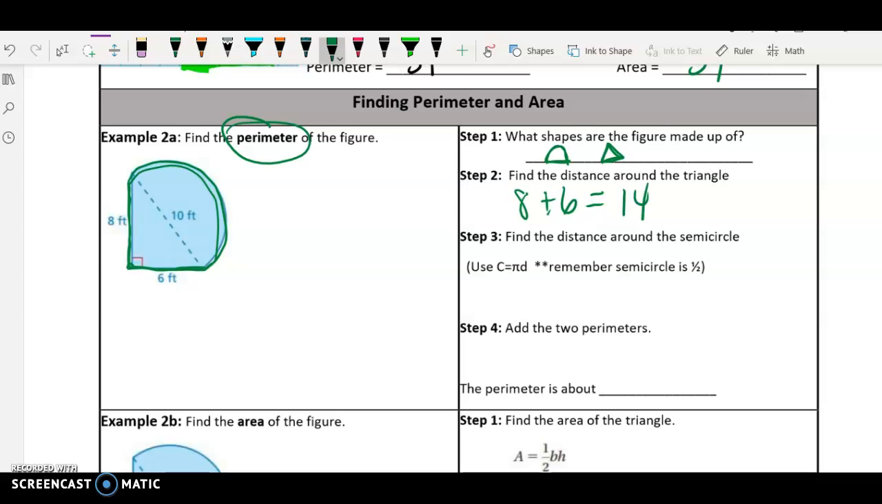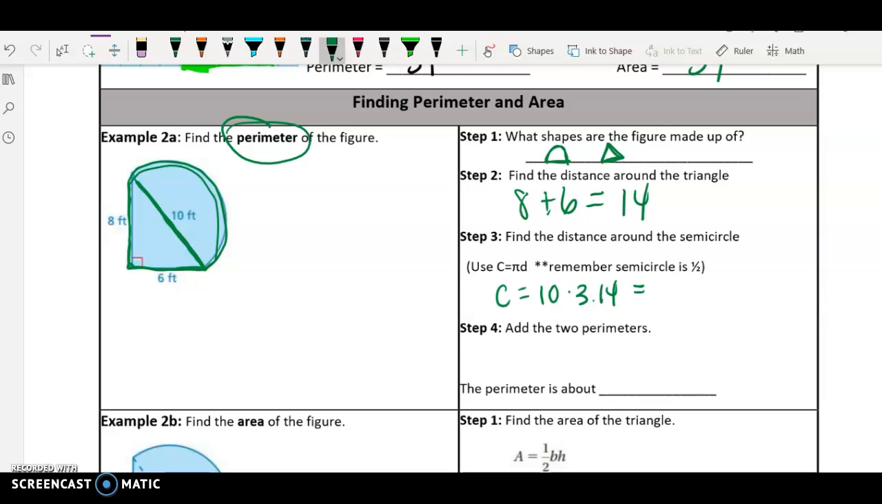Now find the distance around the semicircle. So remember that's our diameter times pi. My diameter is that dotted line because that's the half of my circle. Because if I continued this circle on this side, that would be the middle. So I have P equals 10 times 3.14.